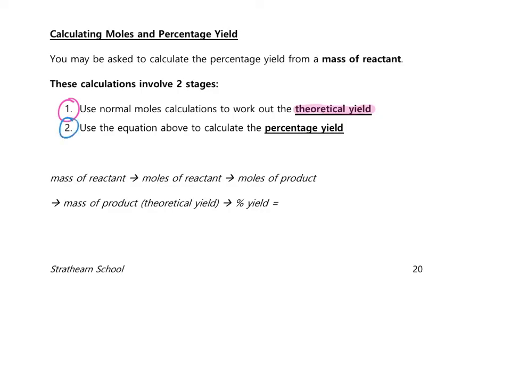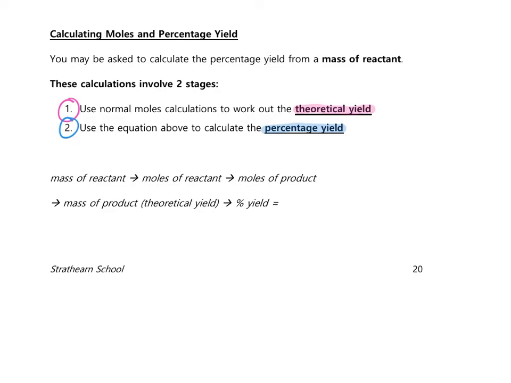Then step number 2 is to use the equation above, our percentage yield equation, to calculate the percentage yield. You will be given in the question what the actual yield is. So it's just about spotting that, realizing that that is the actual yield, and then using that for this second stage. Sometimes they split up the question, so they'll ask you what's the theoretical yield, or sometimes it's referred to as what is the maximum mass, and that all means the same thing. And then they'll ask you to calculate the percentage yield from that, but sometimes they just combine them all together. So you need to be prepared for whatever way they're going to ask you it.